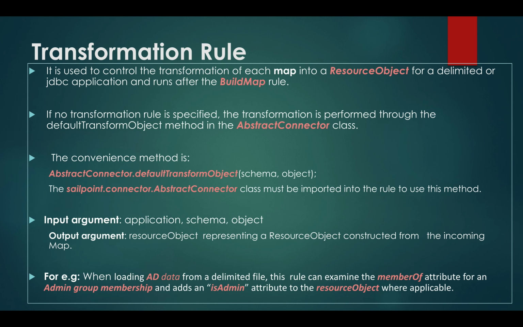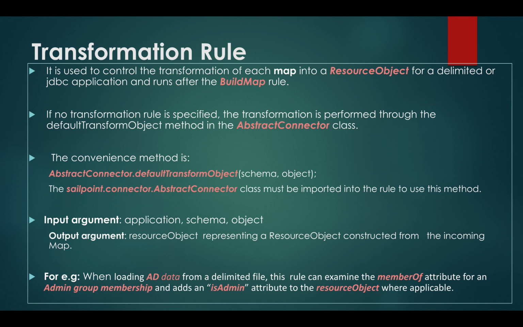The other important rule is the transformation rule. The purpose of the transformation rule is that it converts the map created by the build map rule into a resource object from a delimited file or JDBC application. The main purpose of the connector rule category is to create a resource object, and this resource object will act as an input to the aggregation rules.